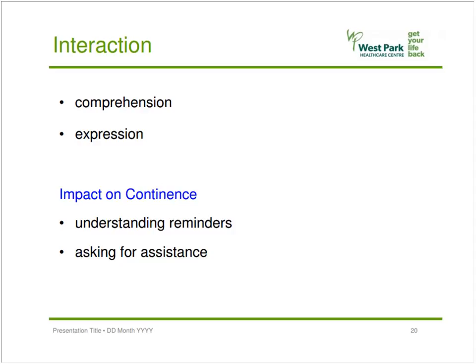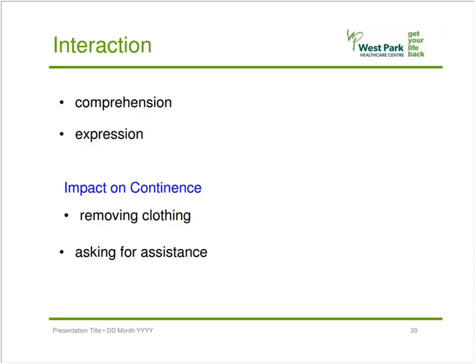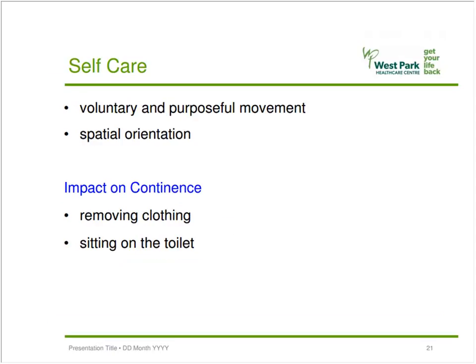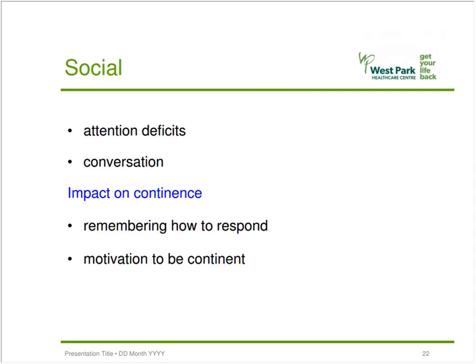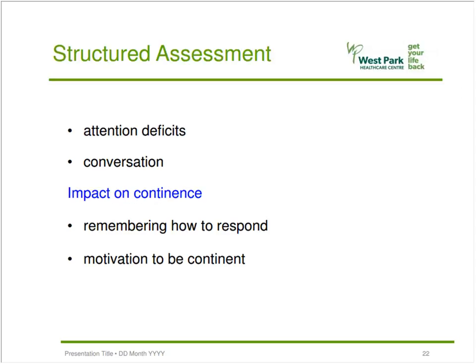Interaction, comprehension, and expression. So this is the ability to understand reminders and being able to ask for assistance. And self-care. This is a couple of things: voluntary and purposeful movement, so being able to remove clothing, and spatial orientation. So this is their ability to sit and their balance on a toilet or a commode. Social is attention deficits and conversation. So again, remembering how to respond and their motivation to be continent.